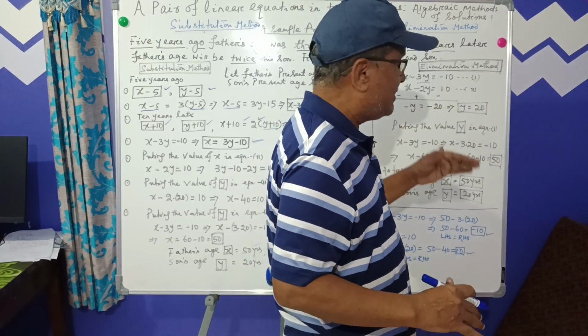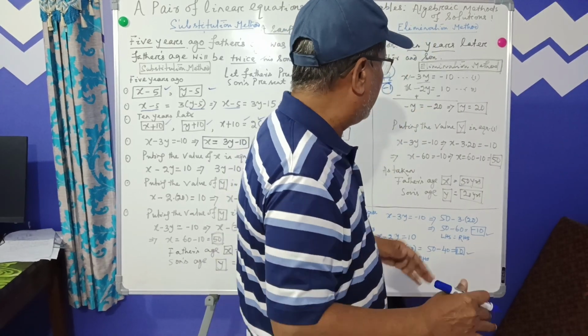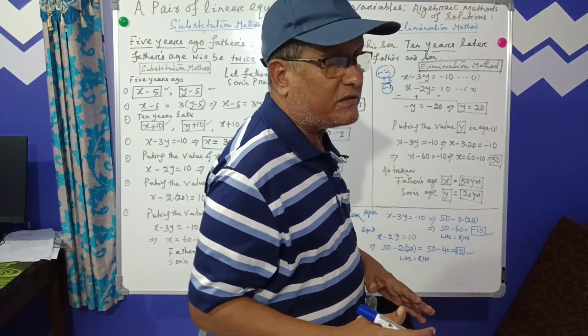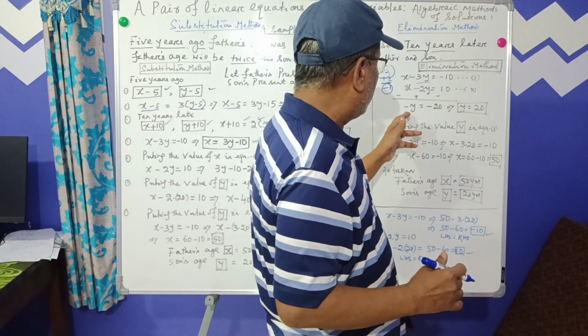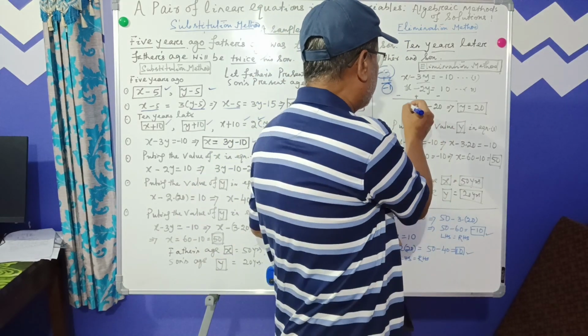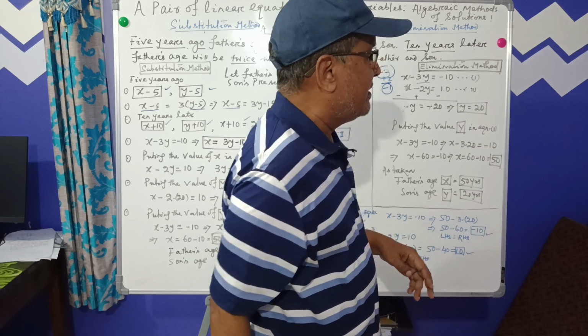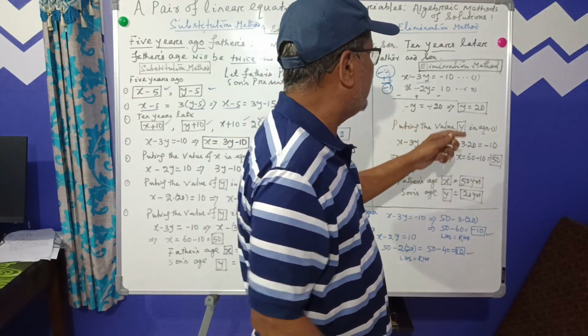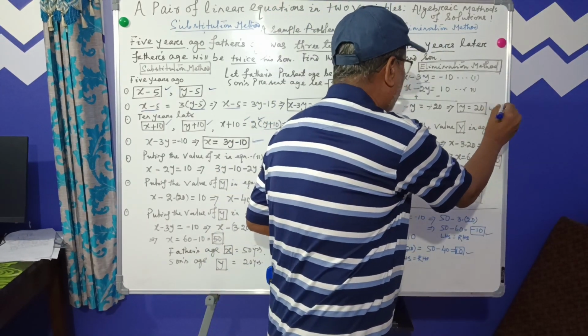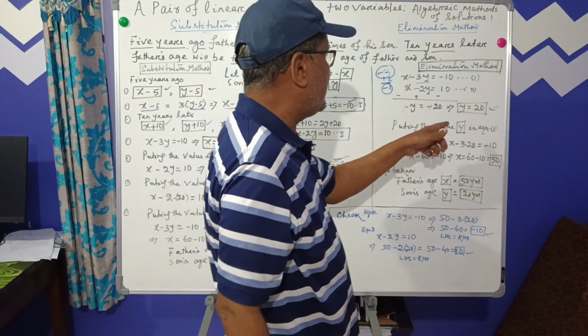That you have learned in class 4 or class 5. That is called addition and subtraction of integers. So minus y is equal to minus 20. On both sides delete the minus symbol, so y is 20. So here we got y equals 20, and here also we got y equals 20.